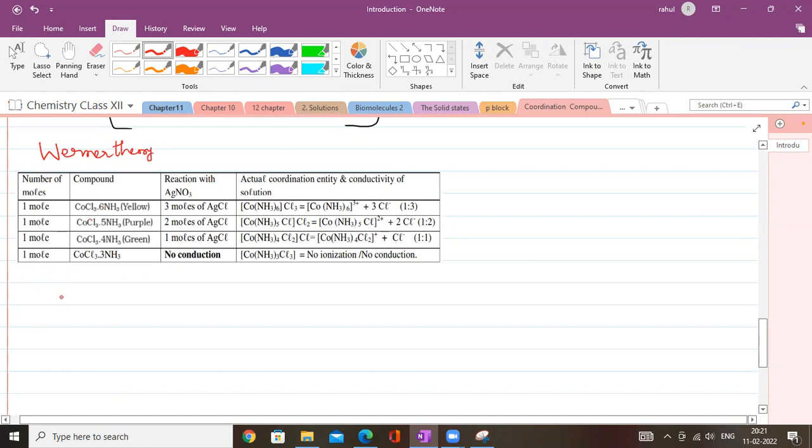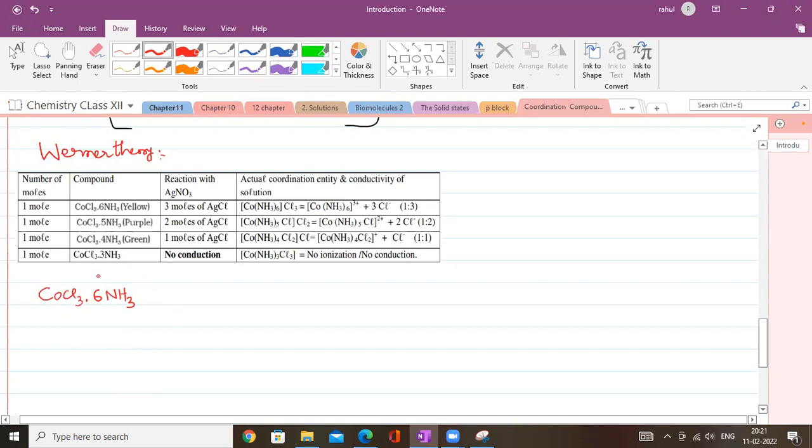The first compound that was prepared by Werner was CoCl3 dot 6 ammonia molecules. Now the most important thing over here: the coordination number of the compound prepared by Werner was 6.